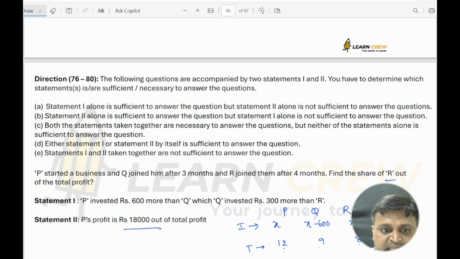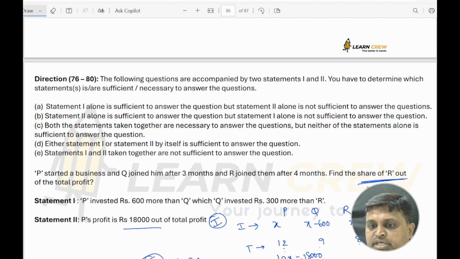But P's profit share is given as 18,000. What is P's profit share? I into T. Here I into T is the profit share, which is 12x. This 12x is given as 18,000 from the second statement. 12x is 18,000 means x is 1500.